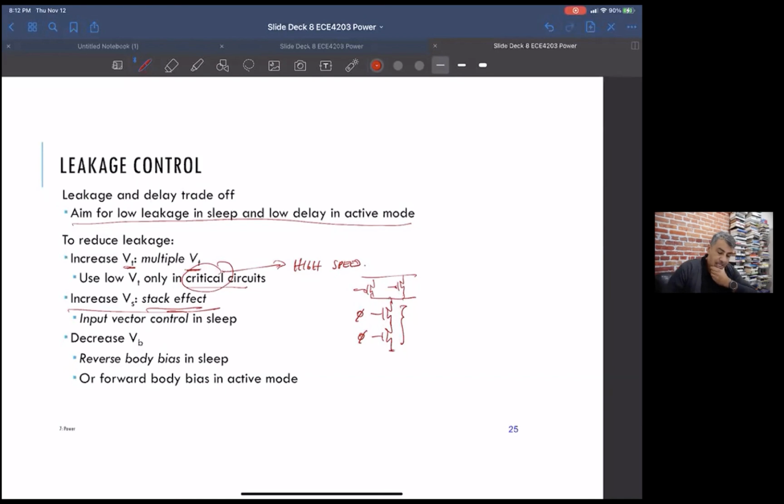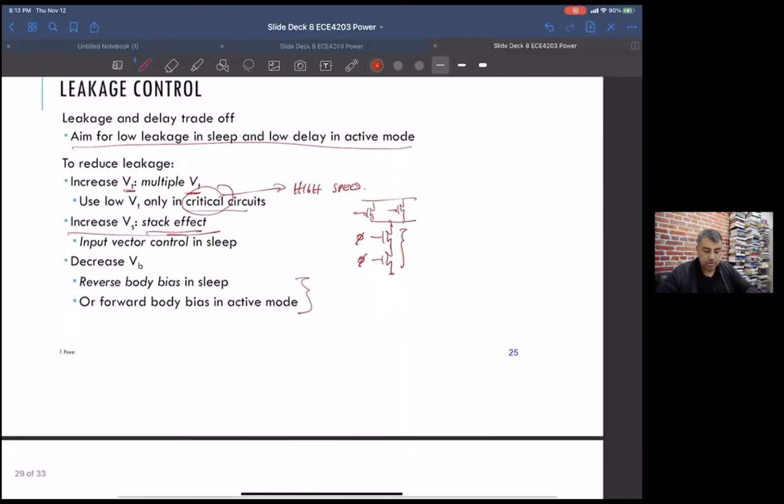Okay. And then if you really want to get extra savings, in biomedical circuits or memories, etc., people actually mess with the well voltages, the substrate voltages. When things are off, they put them in wells, and they essentially reduce the body voltage compared to the supply, compared to ground. So you end up with a very big VGS, a very big effective threshold. Okay.